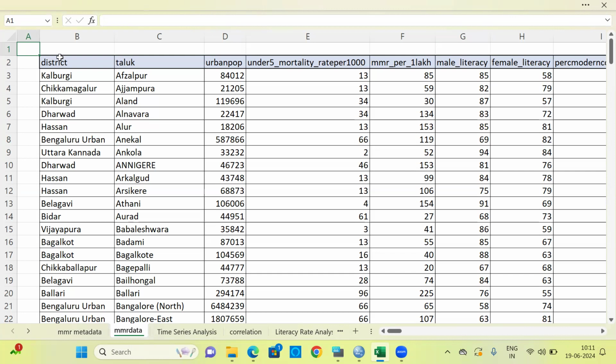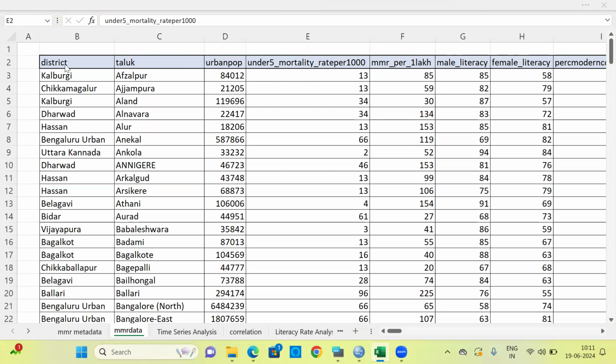As you can see, these are some of the columns that I have. The first column is district. Then I have taluk. You have the urban population. Then you have the variable under 5 mortality rate per 1,000. Then you have a very important variable, which is maternal mortality rate per 1 lakh, followed by male literacy, female literacy, so on and so forth.